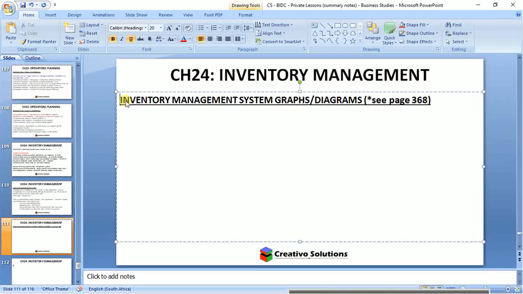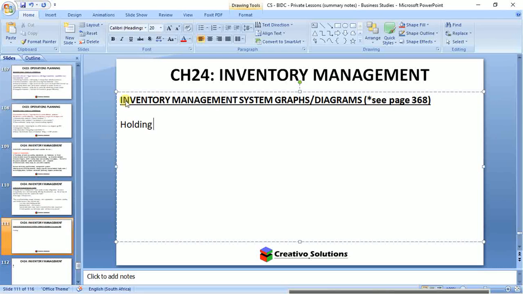So let's write that down. What happens to holding cost when I buy more stock? Increases. Correct. There's the answer. Okay, so holding costs. We'll discuss what that is just now. We first need to understand what the picture is saying. Graphs. Inventory management system graphs/diagrams. Page 368. That's the graph stuff.